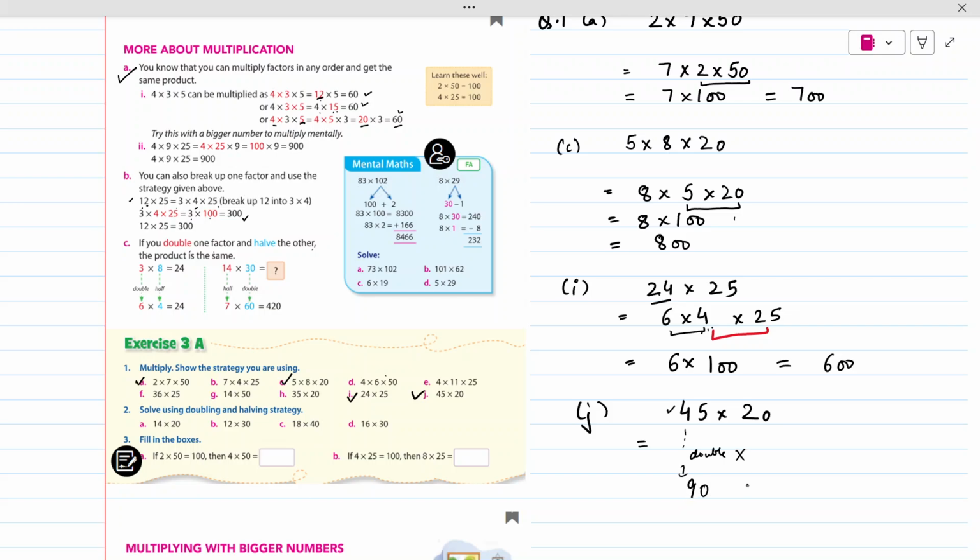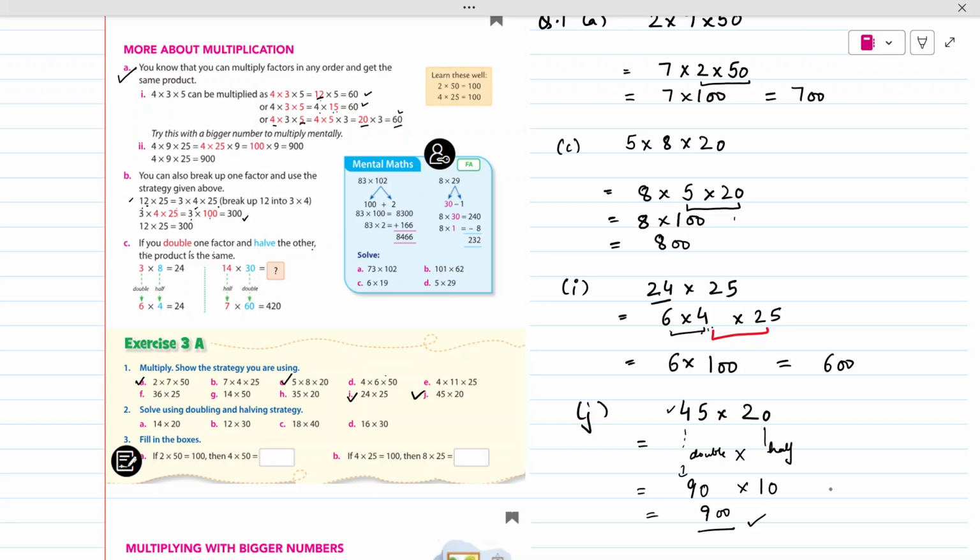Okay. And also I am making half of 20 here. Half of 20 is 10. So we'll have 90 into 10, which will give me 900. So if you try to multiply 45 into 20, it will give us 900. And if we do double and half, also it will give us 900.